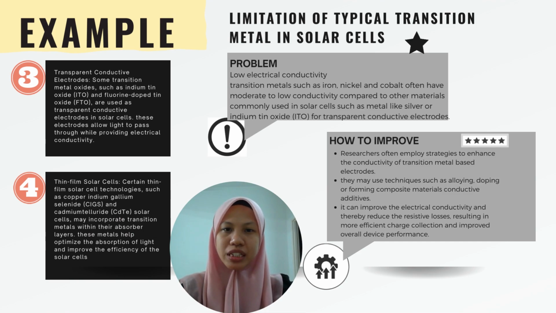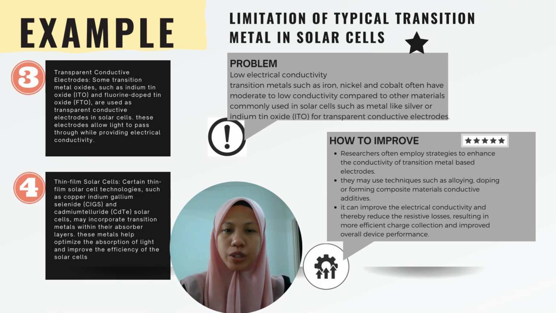Limitation of transition metals in solar cells. One of the limitations of typical transition metals in solar cells is their low electrical conductivity. Transition metals, such as iron, nickel, and cobalt, often have moderate to low conductivity compared to other materials commonly used in solar cells, such as metals like silver or indium tin oxide (ITO) for transparent conductive electrodes.